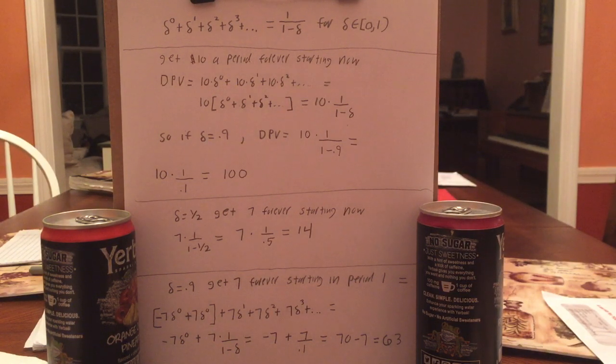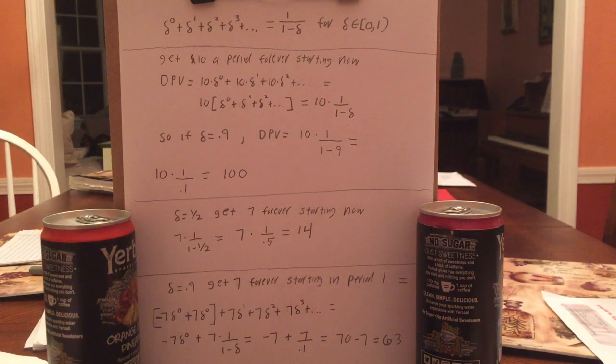Another way to look at this is how you could have figured this whole thing out in your head. Remember, delta's 0.9. What's the discounted present value of getting 7 forever starting right now if delta's 0.9? Well, 1 over 1 minus 0.9 is just 10. So getting 7 forever starting now, with delta 0.9, is worth 70. You should be able to do that in your head. But now I'm not getting 7 forever starting now. I'm getting 7 forever starting a period from now. How much worse is that?